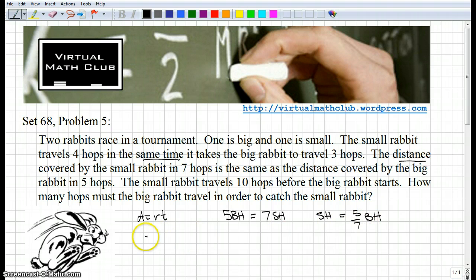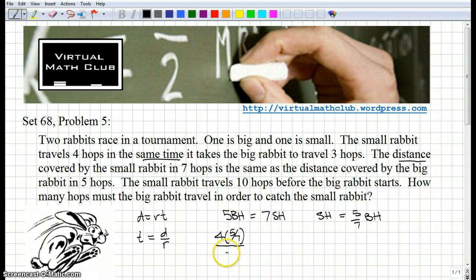Alright? So distance equals rate times time. We've also been given this information about the time it takes for the small rabbit to go 4 hops and the big rabbit to travel 3 hops. Okay, so let's rearrange this and we get that the time is equal to the distance over the rate. Okay, so I know the small rabbit travels 4 hops. Now that's 4 small hops, so we have to convert that to big hops. So times 5/7, that'll convert these small hops into big hops. Okay, and then our distance that the small rabbit travels is 4 times 5/7 big hops.